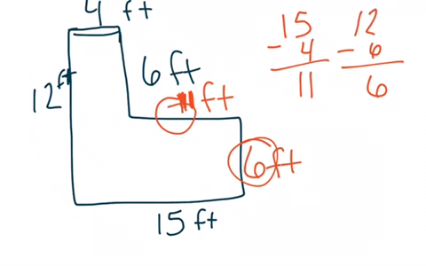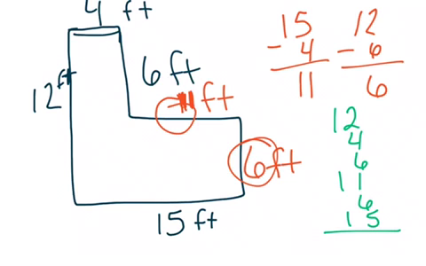Now, in order to figure out the perimeter, we need to add all of these numbers up, right, kiddos? So we're going to add each of those numbers up. We're going to add 12, 4, 6, 11, 6, and 15.